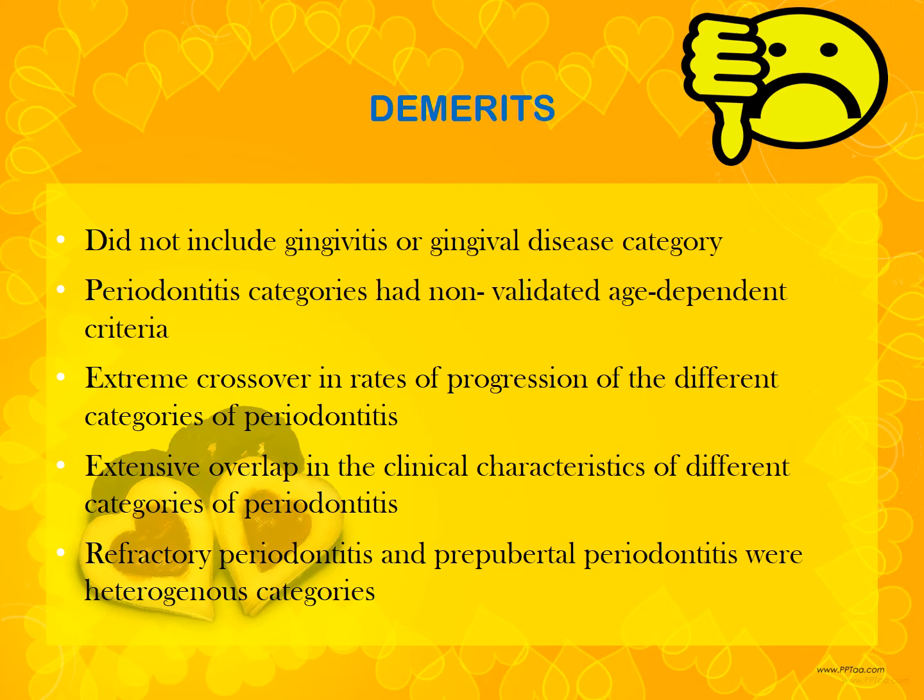Next, there is an extreme crossover in the rates of progression of different categories of periodontitis, and there is also an extensive overlap in the clinical characteristics of different categories of periodontitis. So it didn't clearly fit into a single category. For example, a child with prepubertal periodontitis and with a defect in leukocyte adherence could be included in both categories, either periodontitis as a manifestation of systemic disease or prepubertal periodontitis. So it could be either of these categories. So it did not clearly fit into one single category. So that's why the overlap was seen.